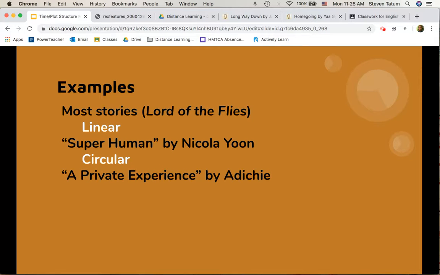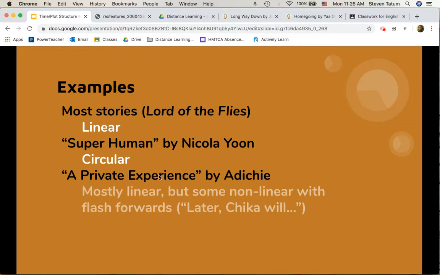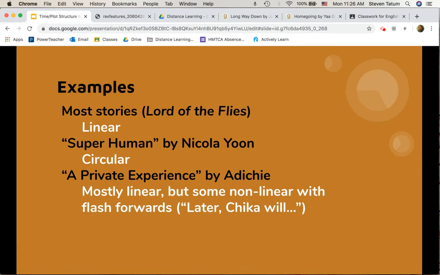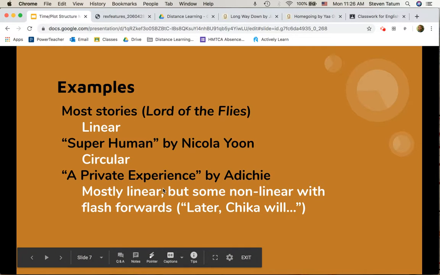Next one, A Private Experience, which we read last week, is mostly linear, but a lot of you noticed the flash forwards that happen where it says later Chico will do this and this and this. So that is an example of a non-linear structure where it's jumping forward in time at different places.